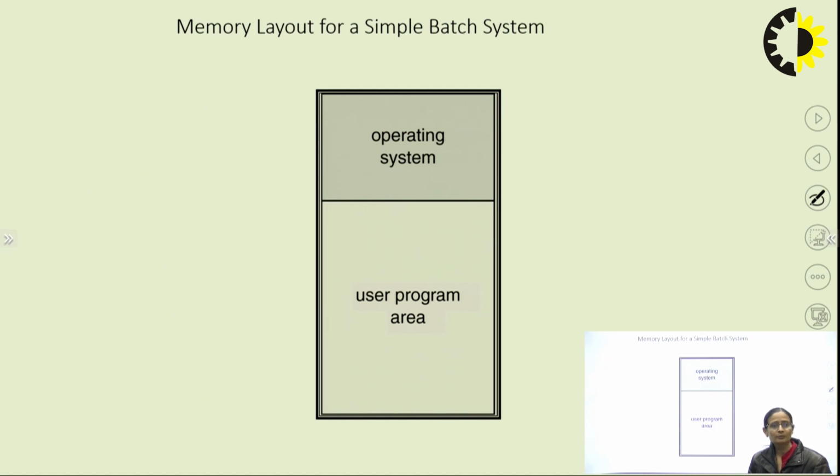So this is the memory layout for a simple batch system. In the memory we have the OS, and another area is reserved for the user program area.